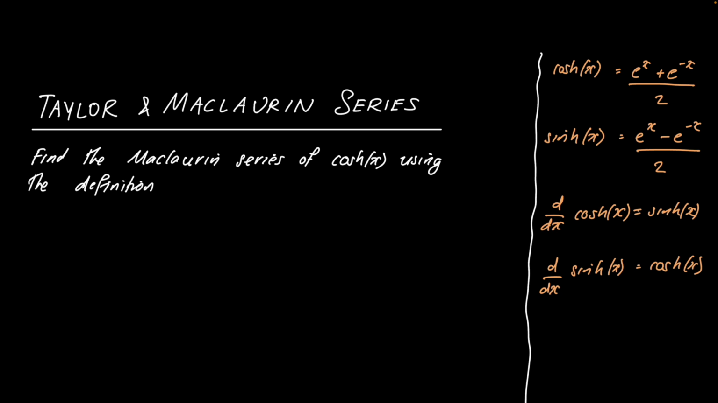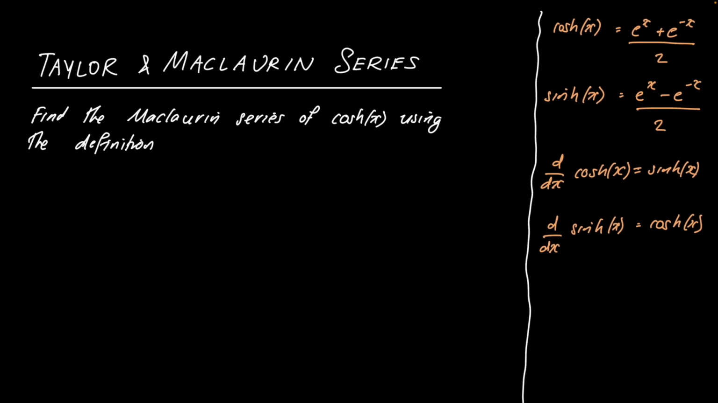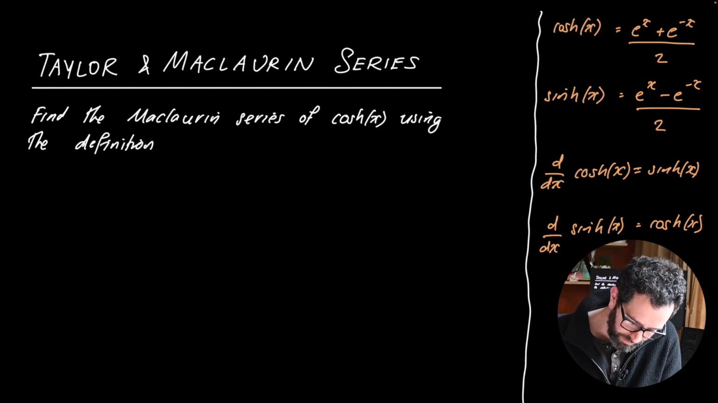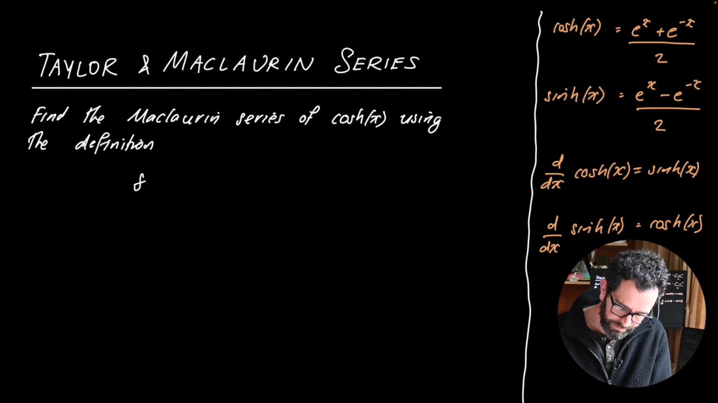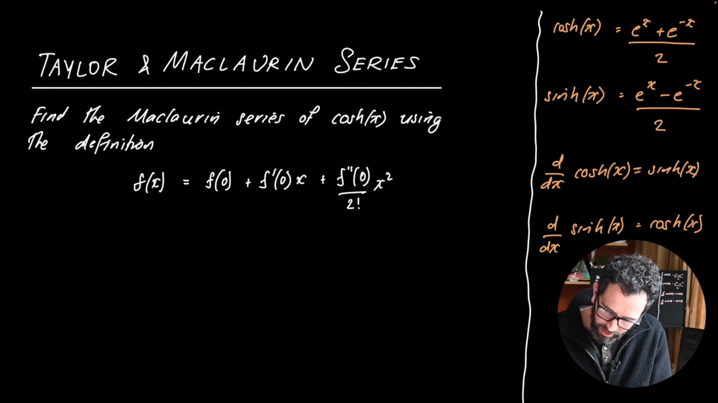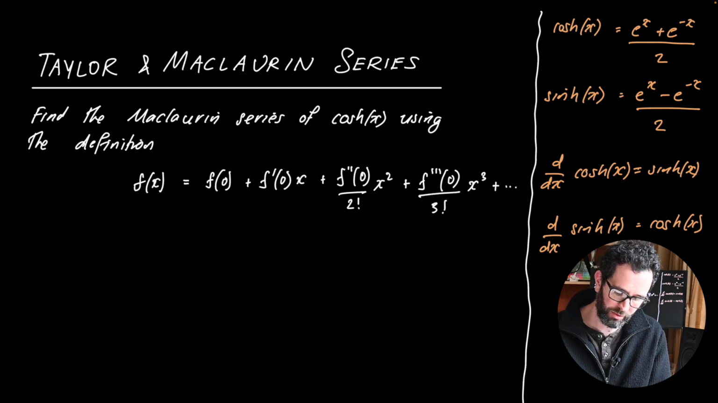Okay, so let's get back to our question. We want to find the Maclaurin series, therefore, of cosh of x using the definition. So what we're going to have to do is basically find a whole lot of derivatives, because the definition of a Maclaurin series, remember, is that a function is equal to its value at 0 plus its derivative at 0 times x plus its second derivative at 0 over 2 factorial, which is just 2, times x squared, and then we just continue on. So plus the third derivative at 0 over 3 factorial times x cubed, and so on and so on.